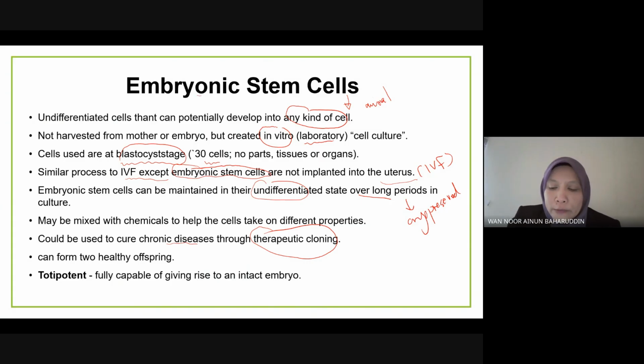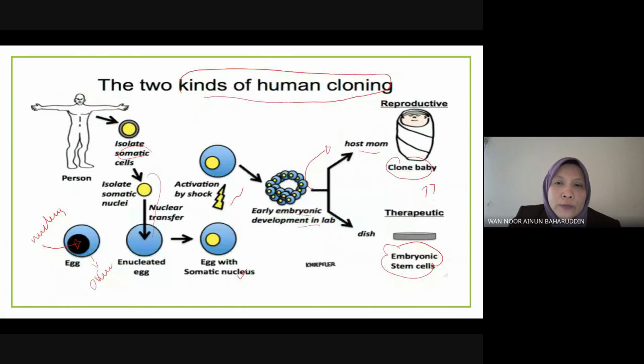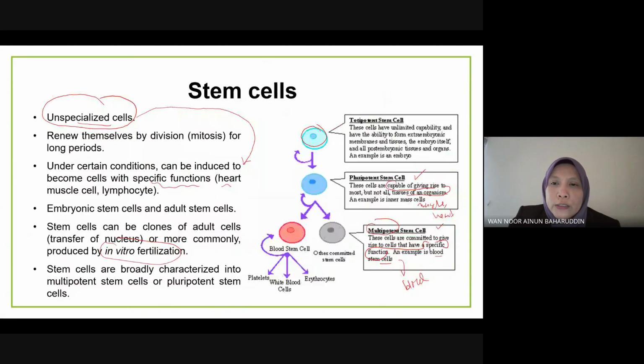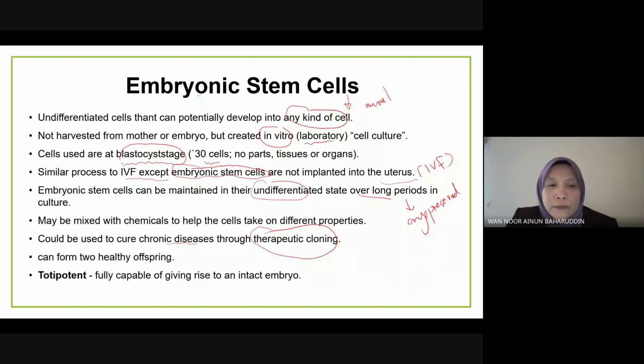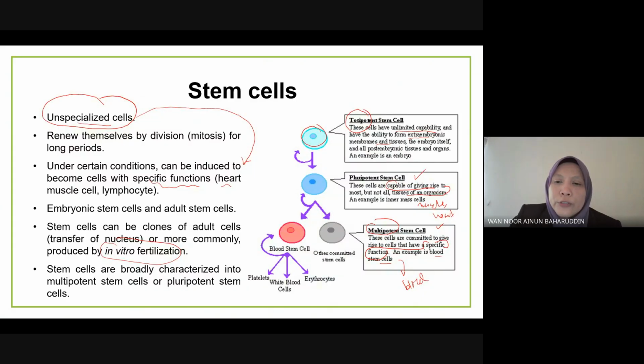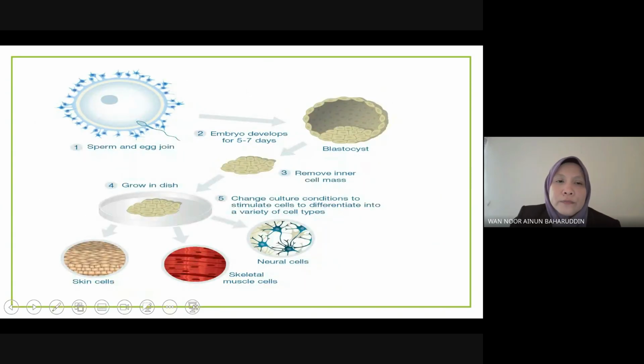we do have another one, embryonic stem cells, what we call as totipotent. Totipotent stem cells. They are having unlimited capability to form extra embryonic membranes and tissue and embryo itself. So what we call as totipotent. They are fully capable of giving rise to an intact embryo. So this one, the successful rate nowadays is lesser rather than multipotent ataupun pluripotent stem cells.